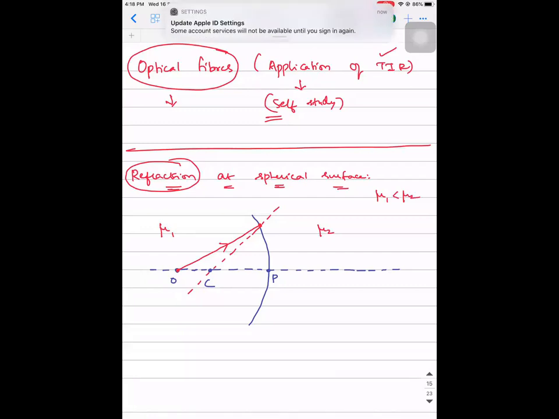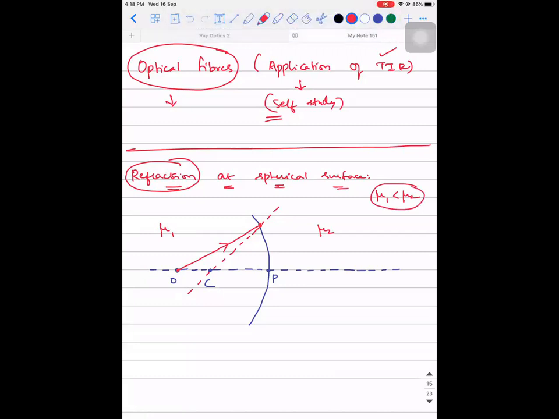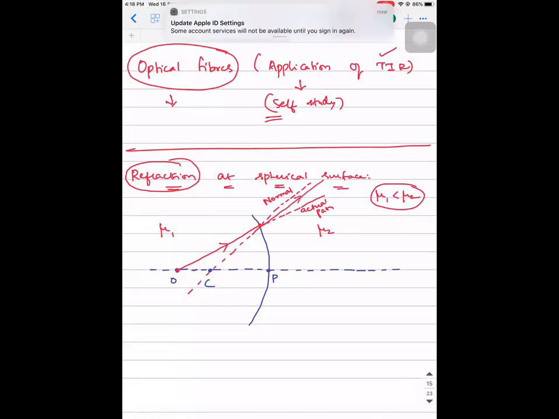Then what will happen? So indirectly, what am I trying to say? The ray is traveling from rarer to denser, meaning this would have been the actual path and this is the normal. I'm repeating it again. It is the actual path and this is the normal. So what will happen to the refracted ray? Since it is traveling from rarer to denser, it starts bending towards the normal.